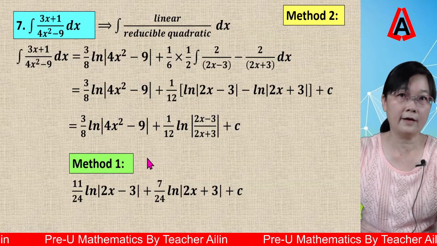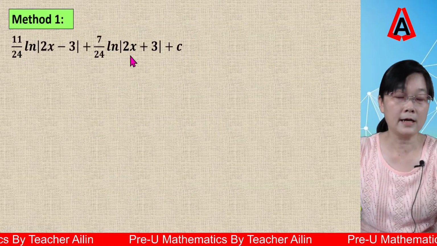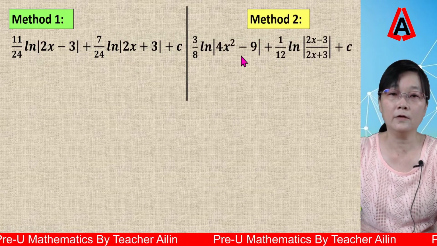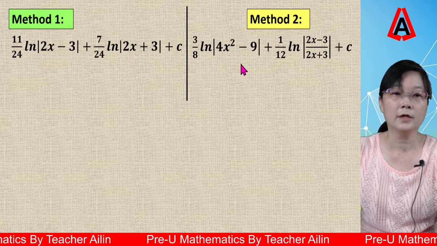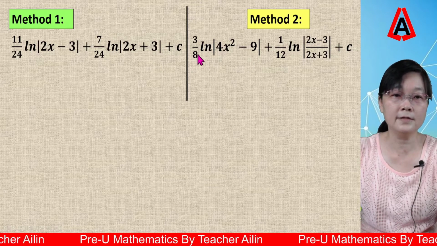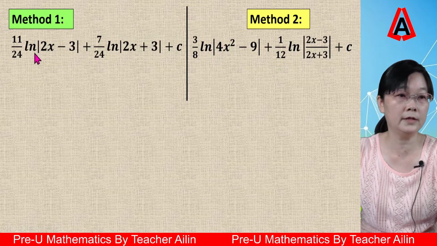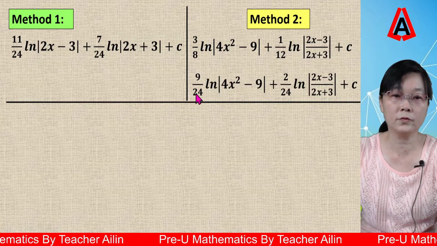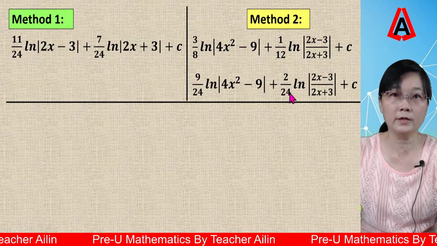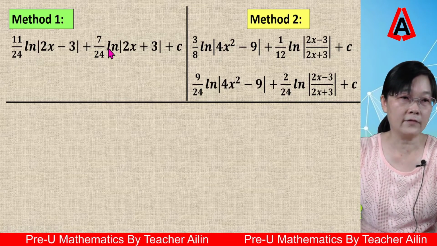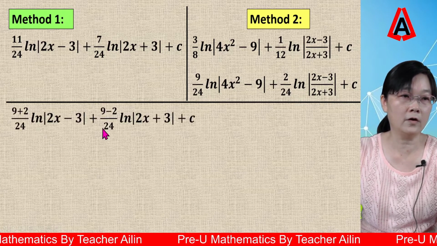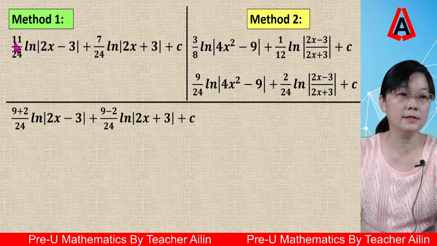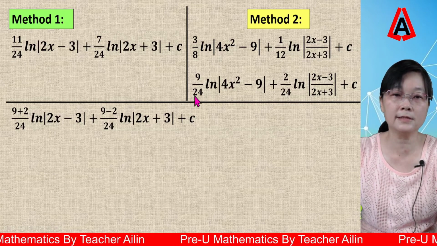Now let me verify it. This is the answer that we got by using method number 1, and this is the answer that we got by using method number 2. To do the comparison, first I'm going to make the denominators the same. So I change the denominator from 8 to 24, and from 12 to 24. Now I start from the answer that we got from method number 1. When we look at the coefficients here, this is 11 over 24, and this is 9 over 24.